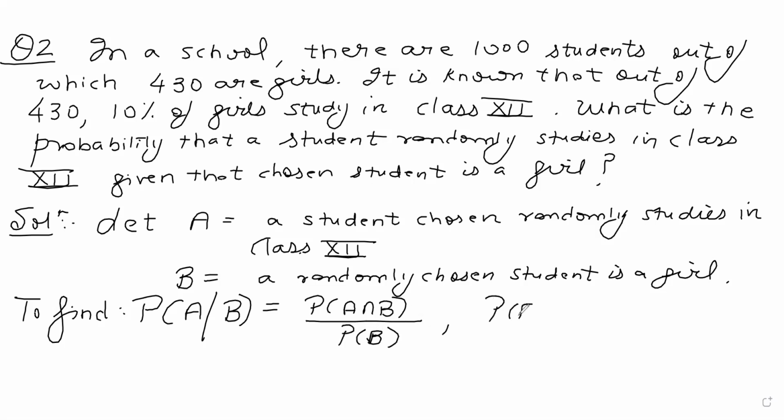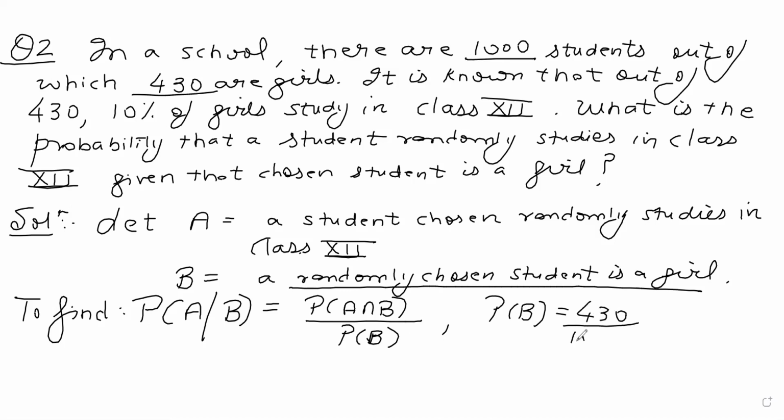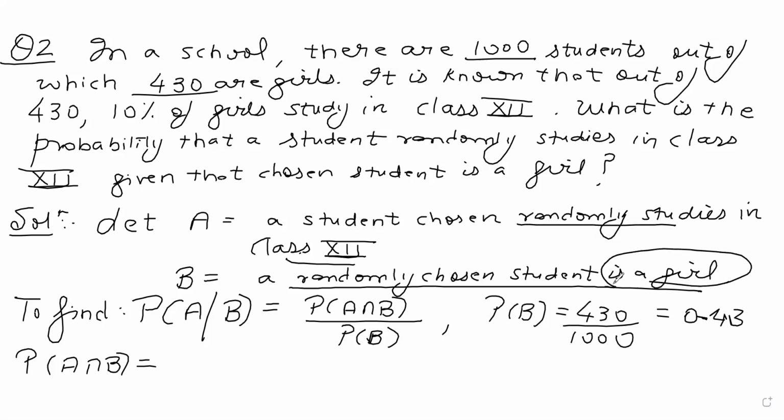Now, what is probability of B? What is the probability that a randomly chosen student is a girl? We have 430 girls out of 1000 students. So 430 by 1000, which is 0.43. And now we need to find out probability of A intersection B. How will I read A intersection B? Student chosen randomly studies in class 12 and is a girl. So probability of A intersection B will be the probability that a randomly chosen student studies in class 12 and is a girl also.